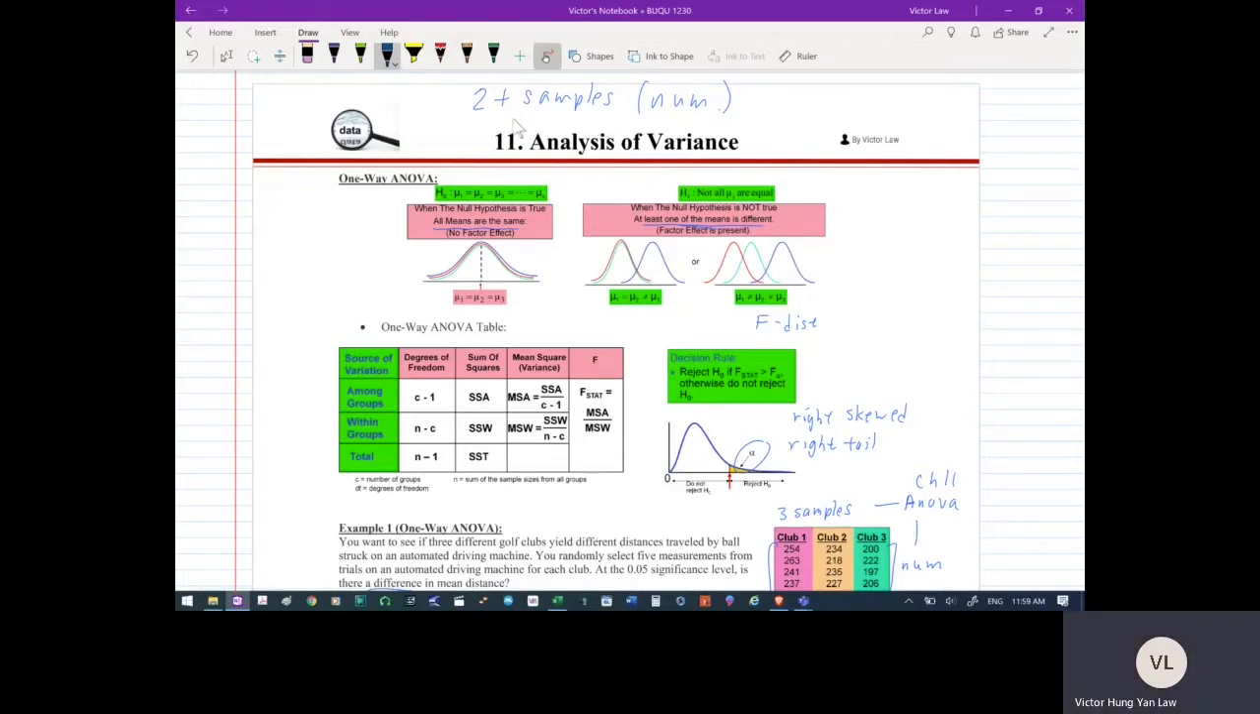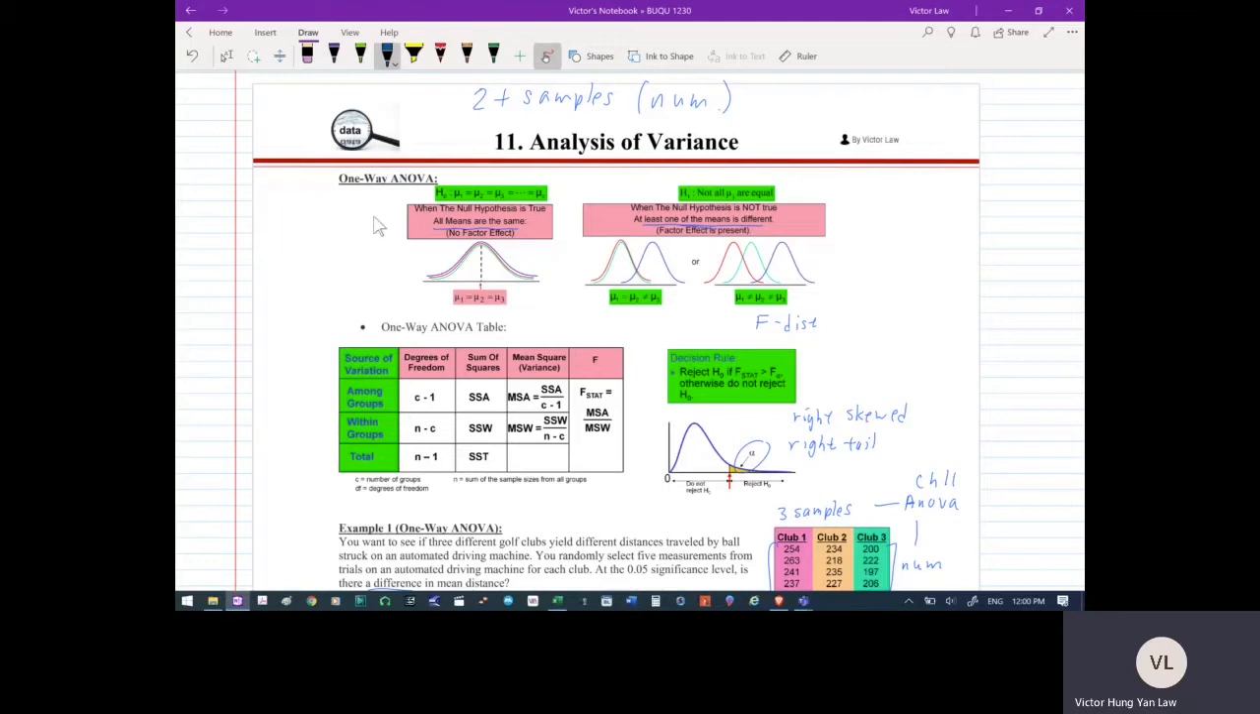And in this chapter, we're specifically dealing with numerical variables. Once we get to Chapter 12, we're going to talk about 2+ sample for categorical variables. But for Chapter 11, Analysis of Variance, we're going to talk about 2+ sample with numerical variables. So for Analysis of Variance, or ANOVA, what we have is one-way ANOVA and two-way ANOVA. We're going to go through one-way ANOVA first, and then we're going to go through two-way ANOVA afterward.